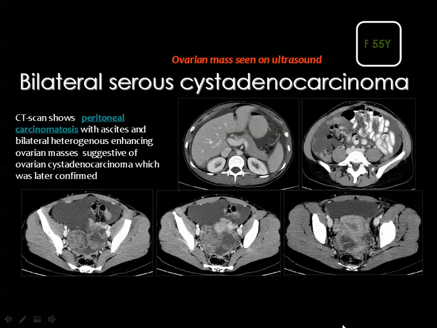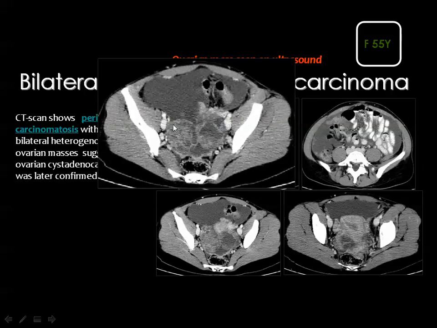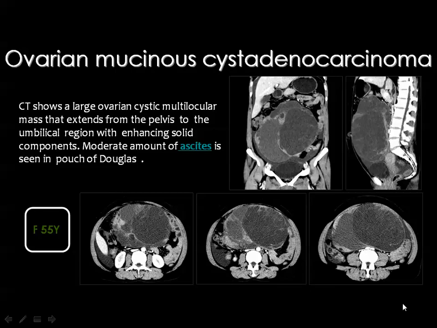And it's known in the literature that serous cystadenocarcinoma usually occurs in both ovaries, as bilateral disease. And you can see here you have two lesions in both ovaries. Both lesions are cystic, but they contain solid components.